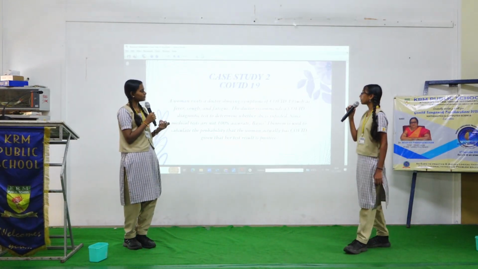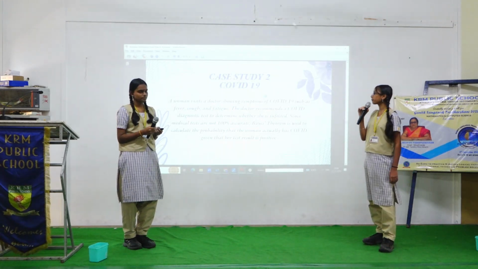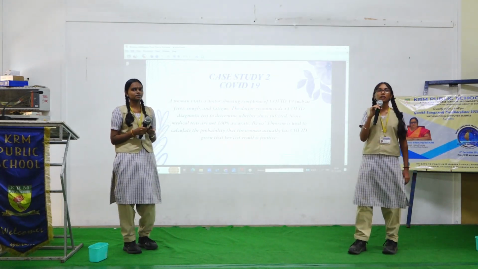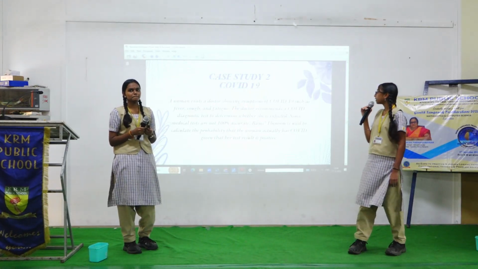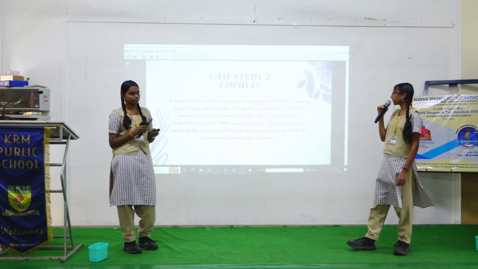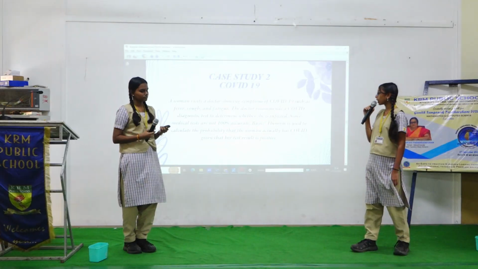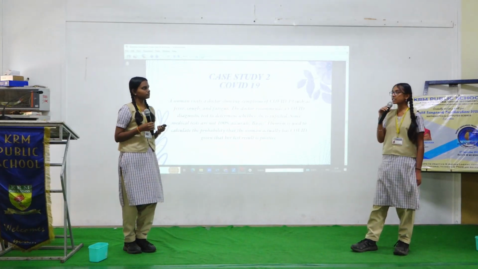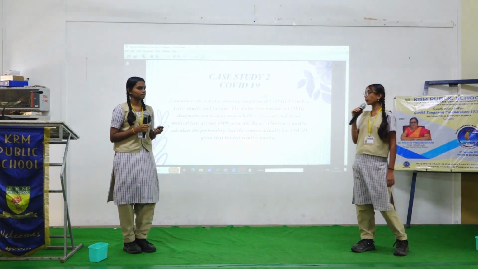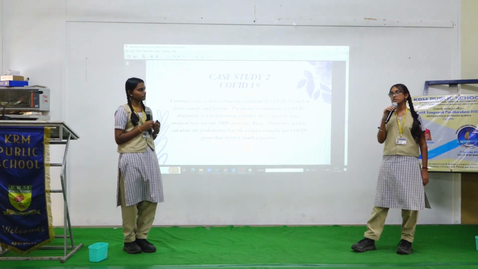Now, let's move on to case study 2. A woman visits a doctor showing symptoms of COVID-19 such as fever, cough, cold and fatigue. The doctor recommends a COVID diagnostic test to check whether she is infected or not. Since the medical test results are not 100% accurate, Bayes' theorem is used to calculate the probability that the woman actually has COVID given that her test result is positive.